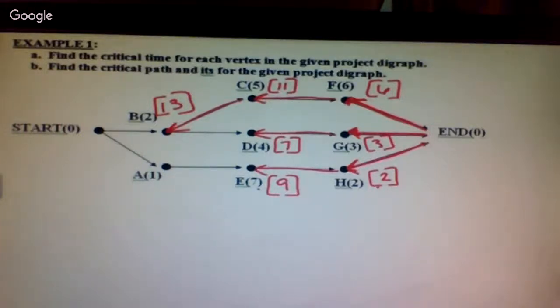E goes backwards into A. Well, E left us off at 9. This gives me 10. And then they all have to go backwards to the start. So would I take B backwards to the start or A backwards to the start? Because it has the most. I'm going to take B backwards, which means my starting time is 13.